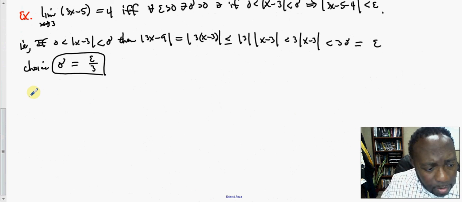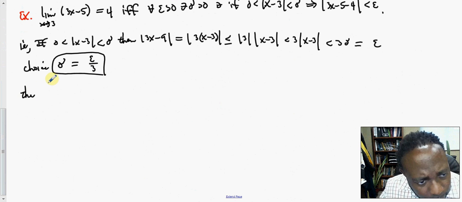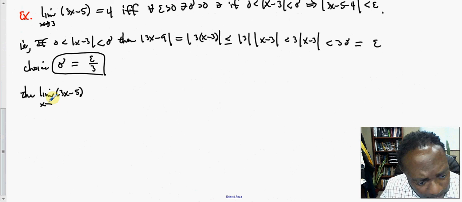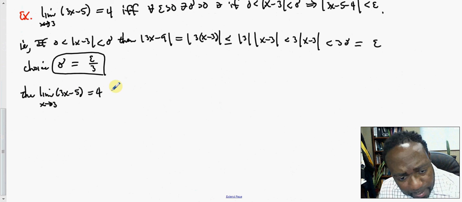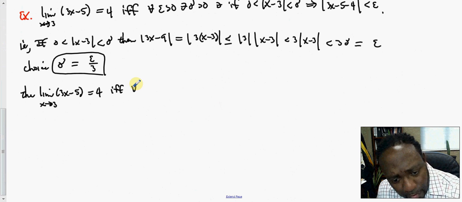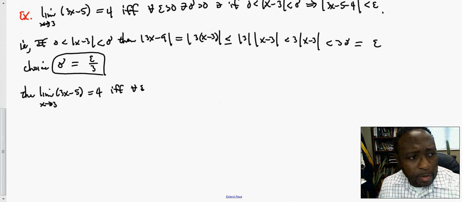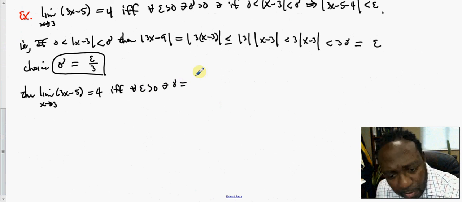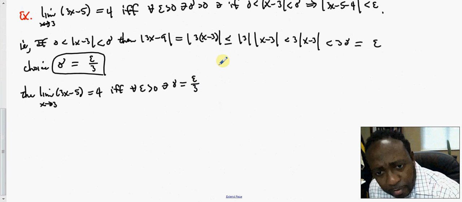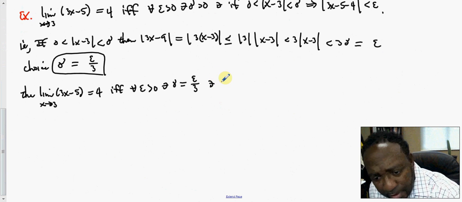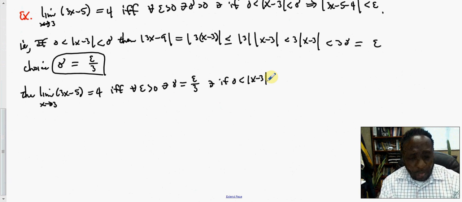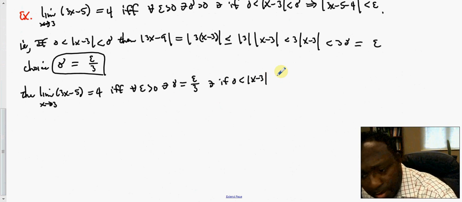So we say here that the limit of 3x minus 5 as x approaches 3 is equal to 4 if and only if for all epsilon positive, there exists a delta, watch this, which is epsilon over 3, such that if 0 is less than the absolute value of x minus 3, basically you restate what you just got through going, but now you can lay claim to delta, which is less than epsilon over 3, right?